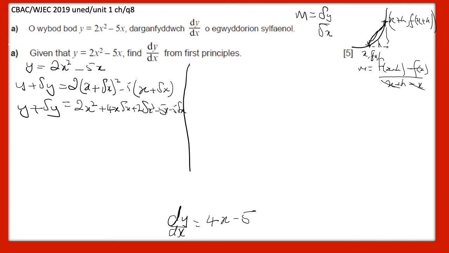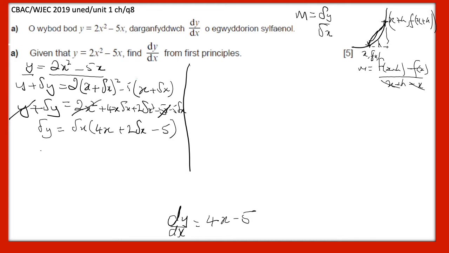Now because y was equal to 2x squared minus 5x, that eliminates those things. I could take y off both sides, but because they're equal, I can just get rid of them. Now what that will leave me is delta y is equal to, now each of the terms that's left has got a delta x term in it, so I'm going to extract it as a common factor: 4x plus 2 delta x minus 5. So you can see that my answer is starting to come through.